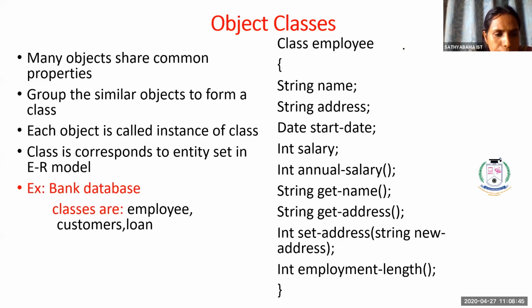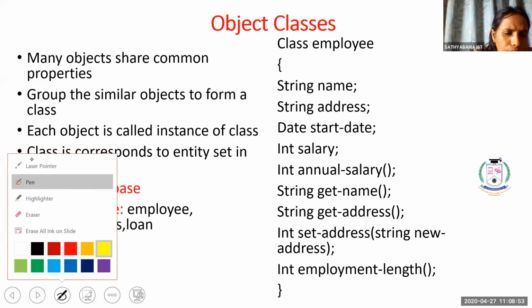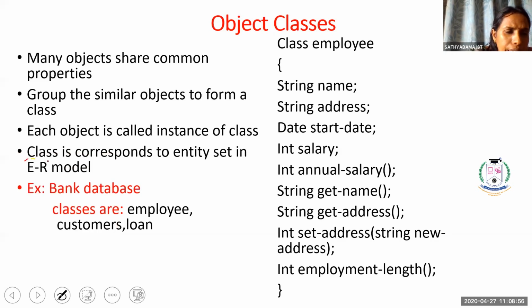Now coming to the class. Here the class is nothing but an entity set. Say, for example, if you are taking a banking database, we have a customer, a banker, a bank, and a teller, like that. So many entities are there. All entities together we call a bank database. Yes or no? So a collection of more than one entity is called an entity set.